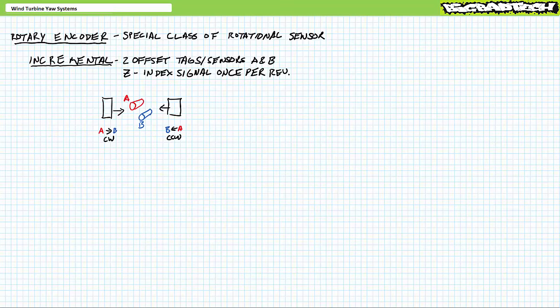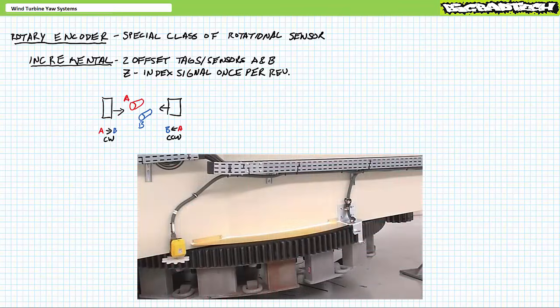Beyond rotational direction, AB encoders also include a third signal, Z. You'd think it'd be C, but it isn't. It's Z. The Z, or index signal, happens once per revolution and serves as a way of determining an absolute position from the last full revolution. The number of AB pulses since the last index signal can be used to determine rotational position with a desired degree of accuracy.